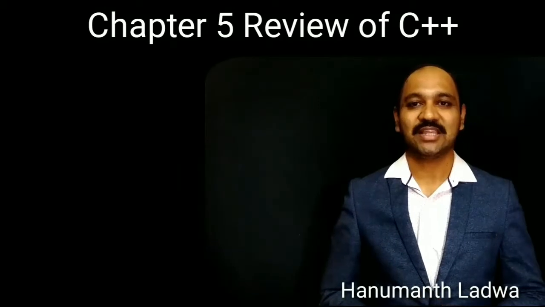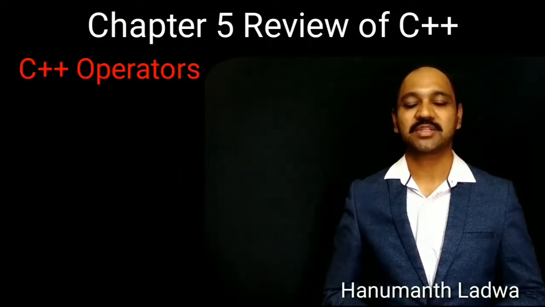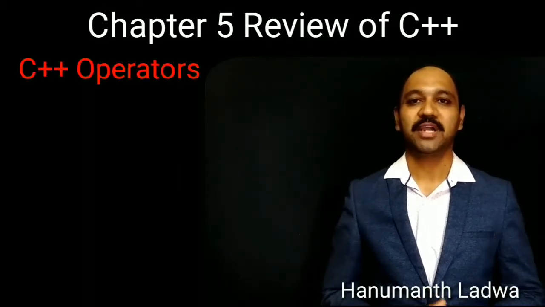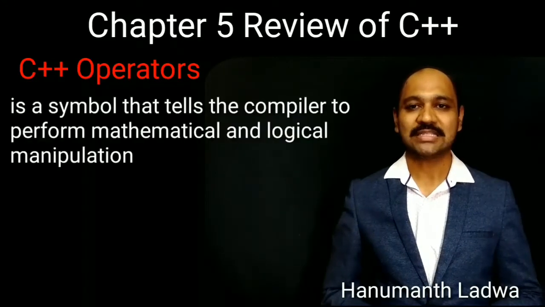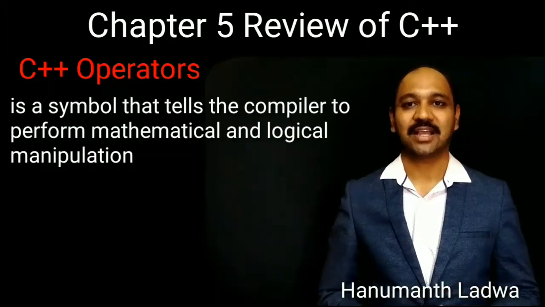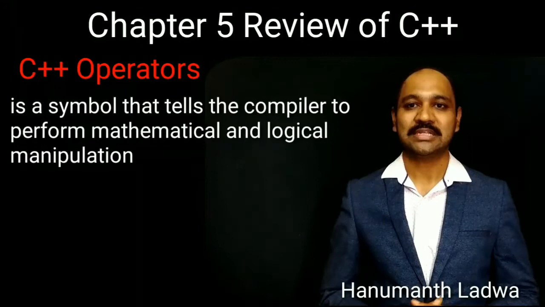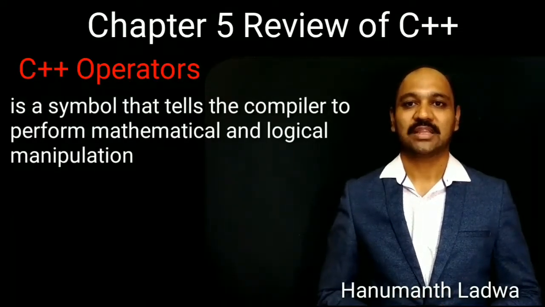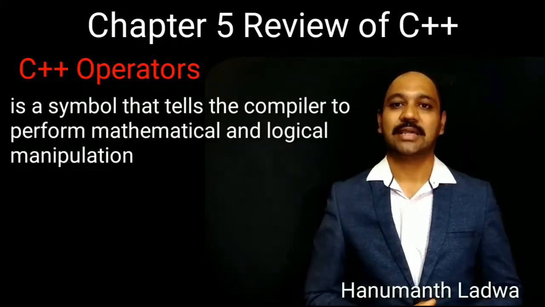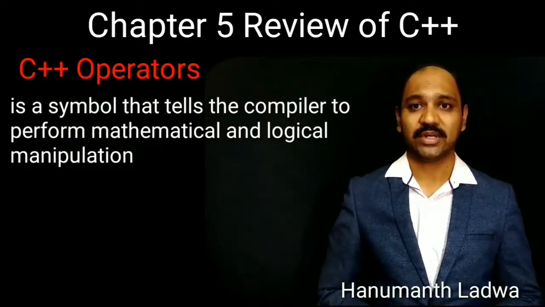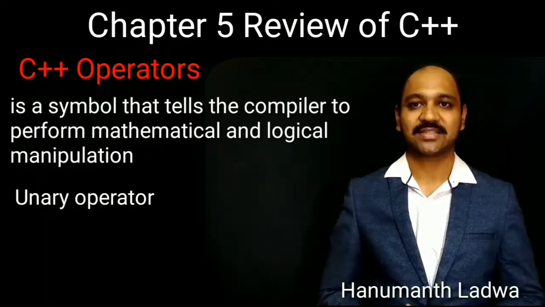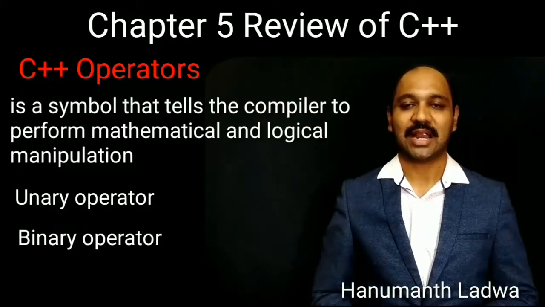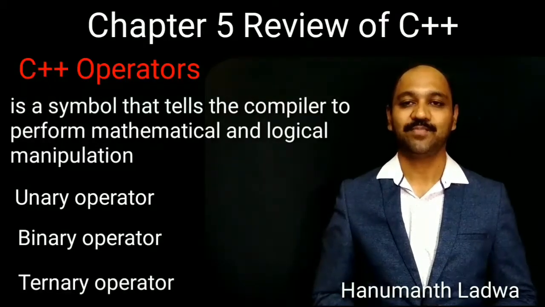Hello my dear students, in this video we are going to study C++ operators. What do you mean by operator? Operator is a symbol that tells the compiler to perform mathematical or logical manipulations. There are three different types of operators. The first one is unary operator, the second one is binary operator, and the third one is ternary operator.